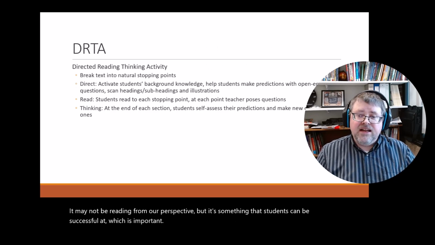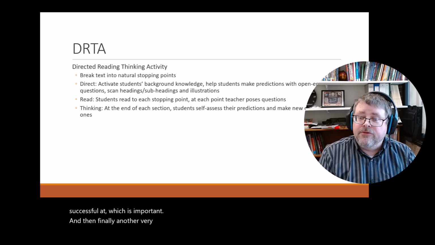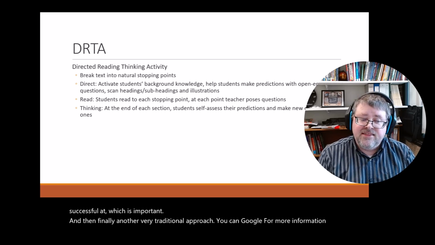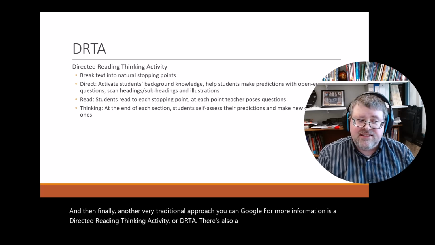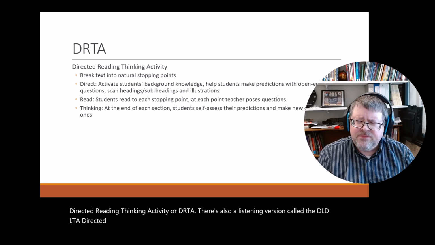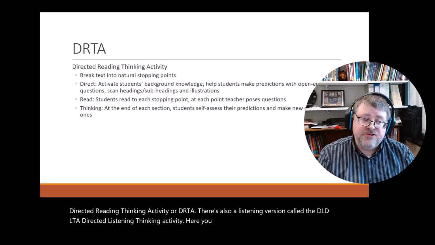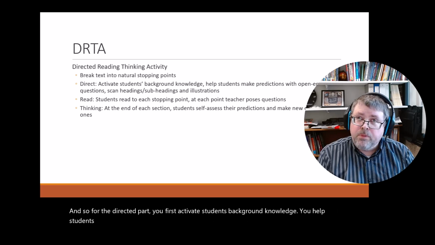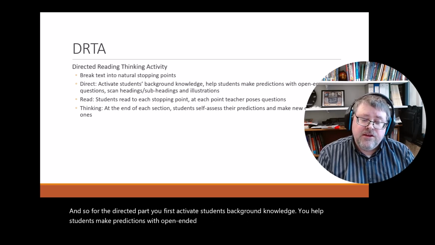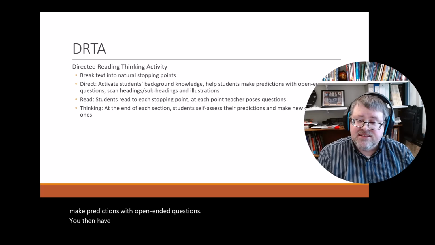And then finally, another very traditional approach you can Google for more information is a directed reading thinking activity, or DRTA. There's also a listening version called a DLTA, directed listening thinking activity. Here you break text into natural stopping points. And so for the directed part, you first activate students' background knowledge. You help students make predictions with open-ended questions. You then have students scan headings and subheadings and illustrations before they read.